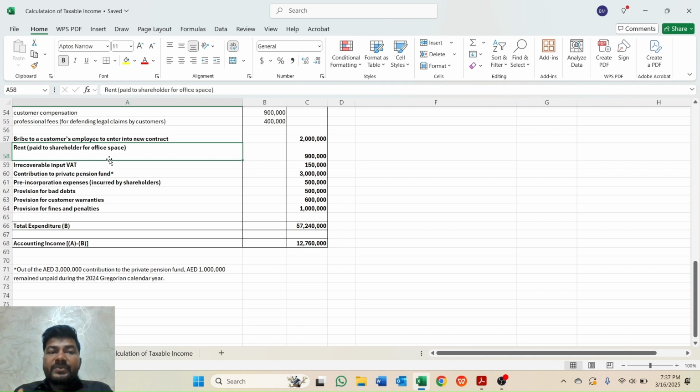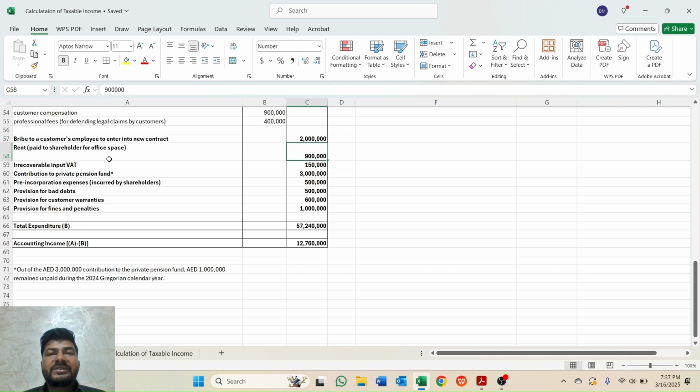So the office is in the name of the shareholders, and that office is used for business purposes. Since this is a business expenditure and we are assuming that it is arm's length, the arm's length principle is complied with. So this total 900,000 is totally a business expenditure and it will be allowed without any adjustment.